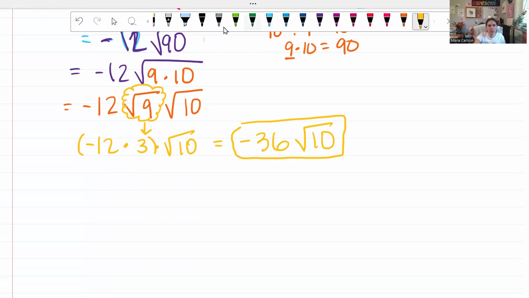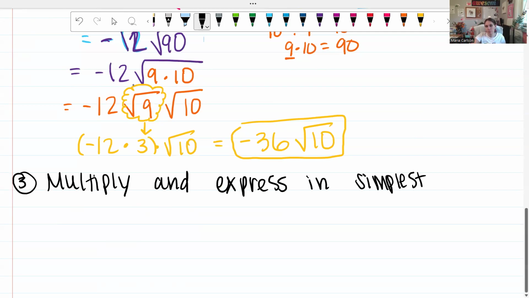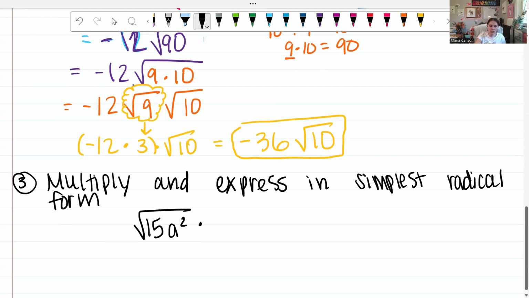All right, number 3. We're going to multiply and express in simplest radical form. And we're multiplying the square root of 15a squared times 4 square root of 5a squared.